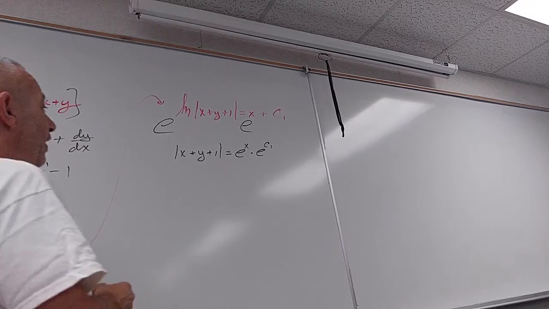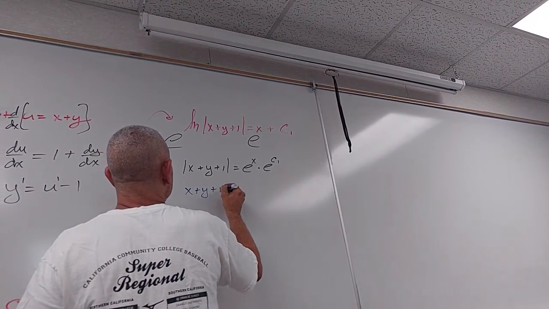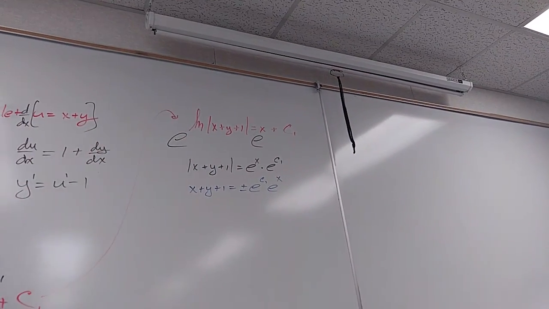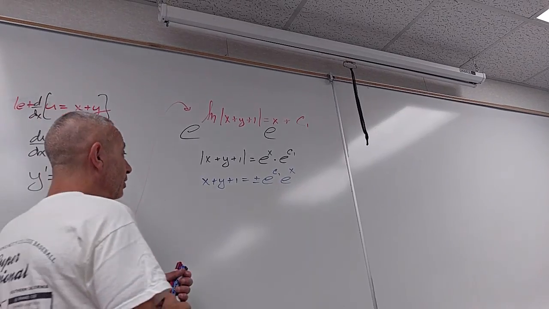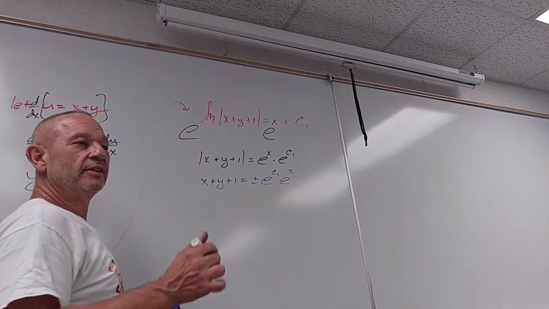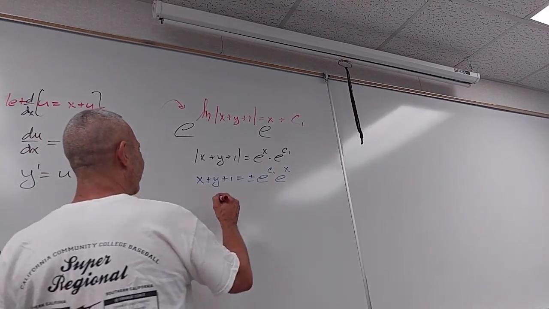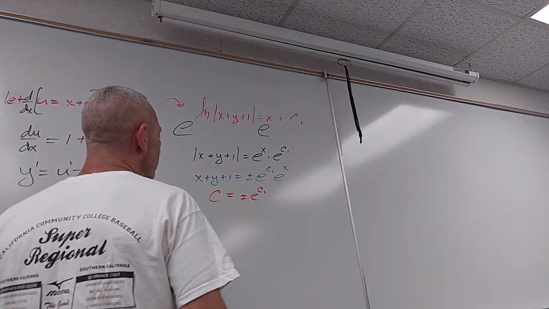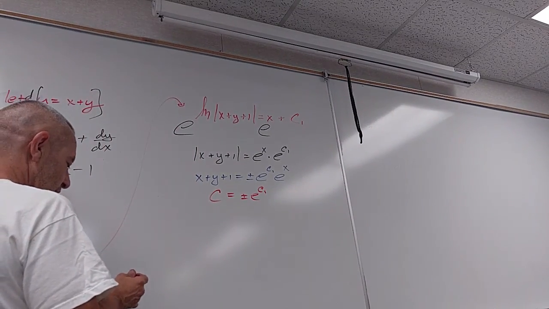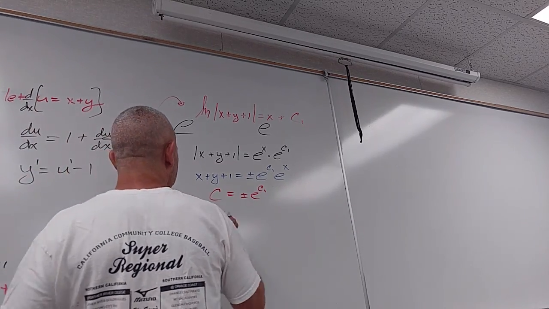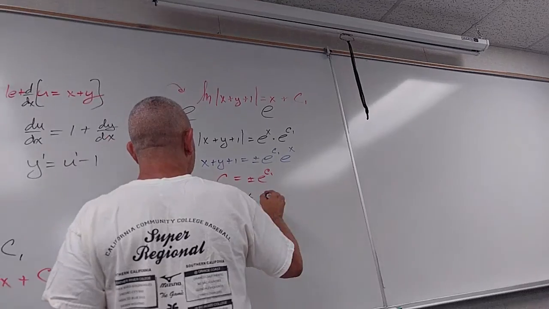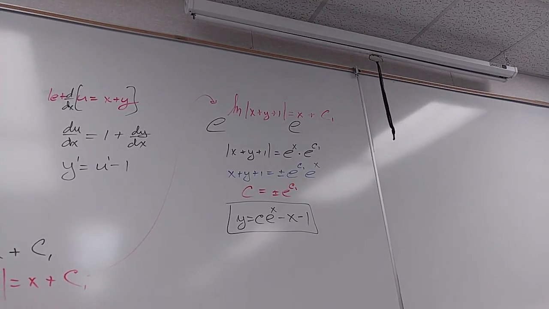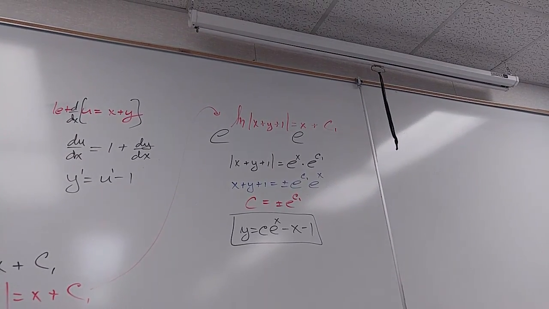So that means that x plus y plus 1 is plus or minus e to the c1 e to the x. Now I'm going to create a new constant. I'm going to let c equal plus or minus e to the c1. So in that case, I can now solve for y. y is equal to c e to the x minus 1.